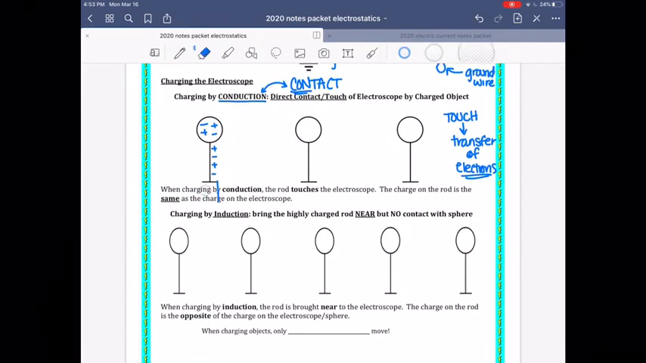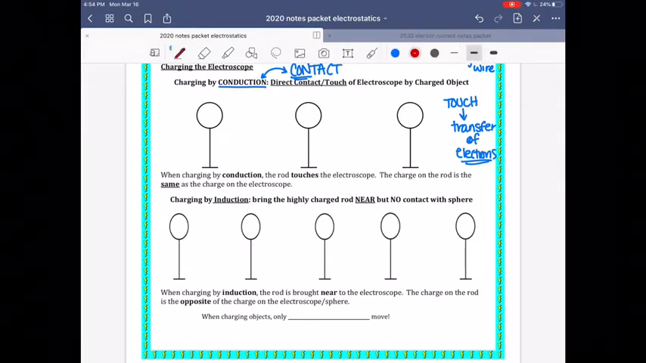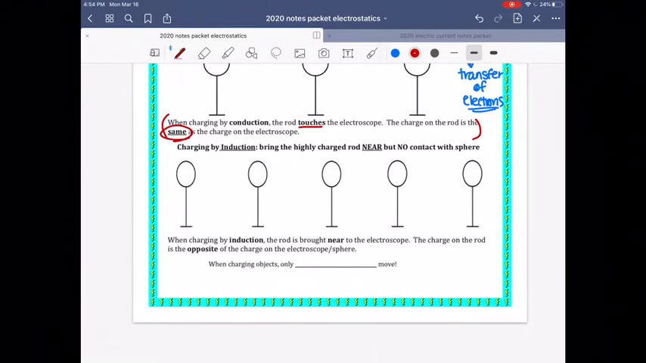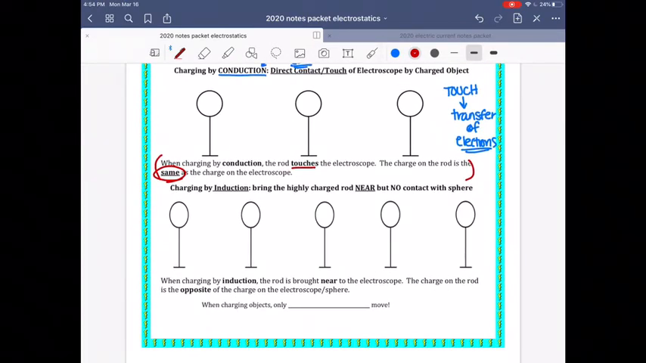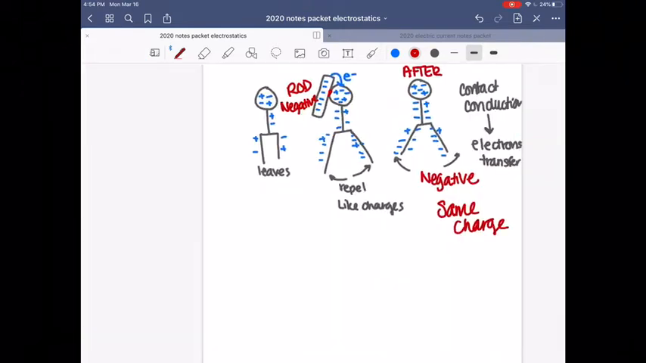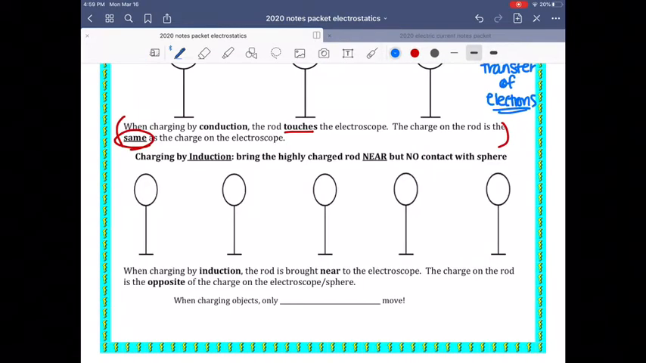There's a lot to digest here, but like I said, I'm going to try to find you a video where they show this happening, but realize and take in what the notes say. So when charging by conduction touches the electroscope, the rod and the electroscope have the same charge. Okay. Now, induction is another type of charging that we deal with. So the last type of charging we're going to look at is called induction.